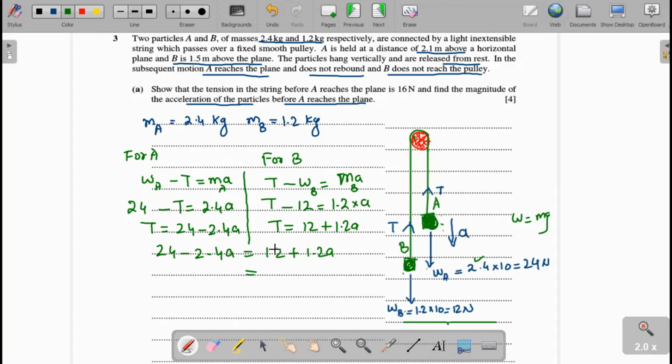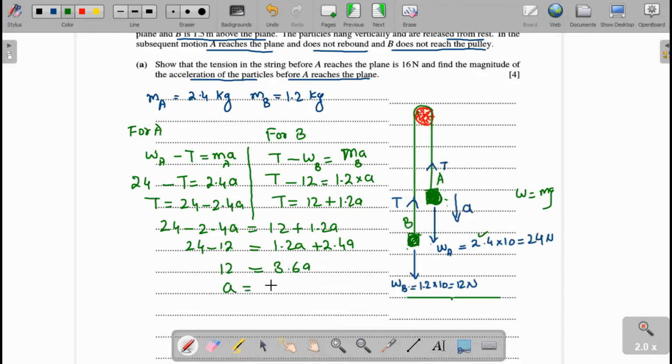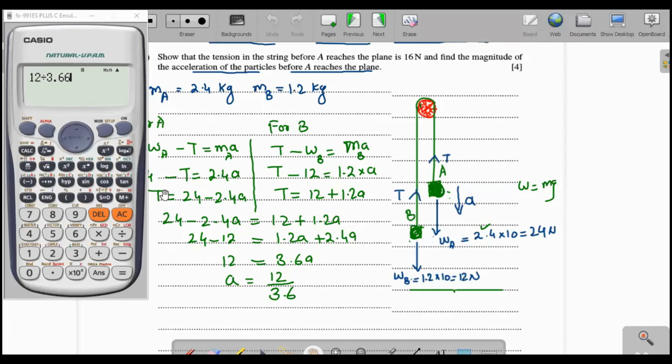Therefore, now we shift the value of 12 from the right to the left side. We get 24 minus 12, and 1.2a plus 2.4a. We get 3.6a equals 12. Now we divide it. We get the acceleration that is equal to 12 over 3.6. Now you can see that 12 divided by 3.6, we get 10/3 as the acceleration.